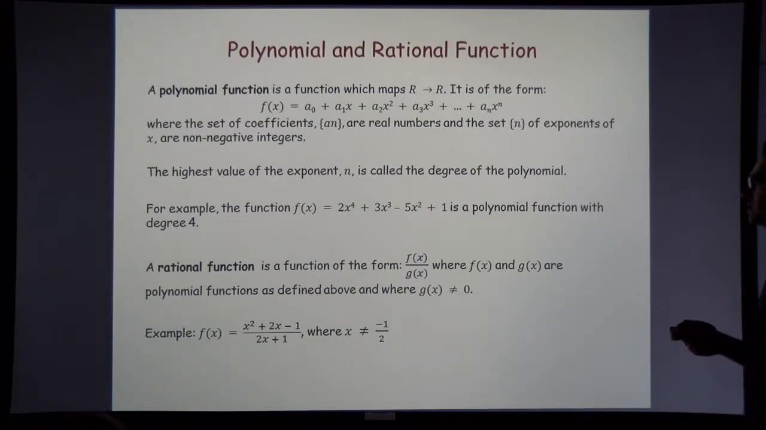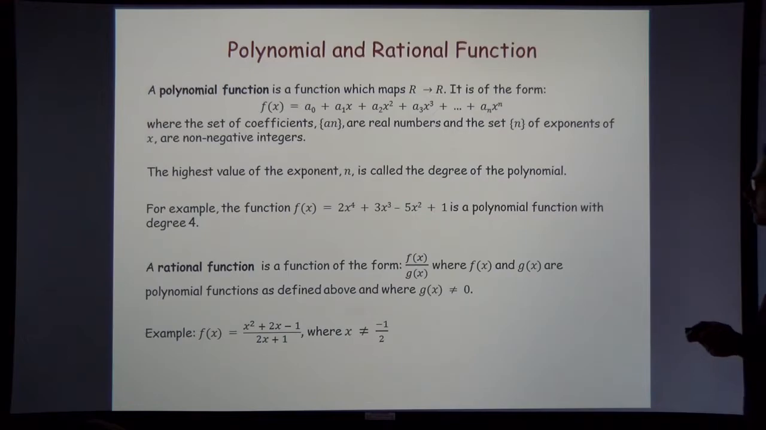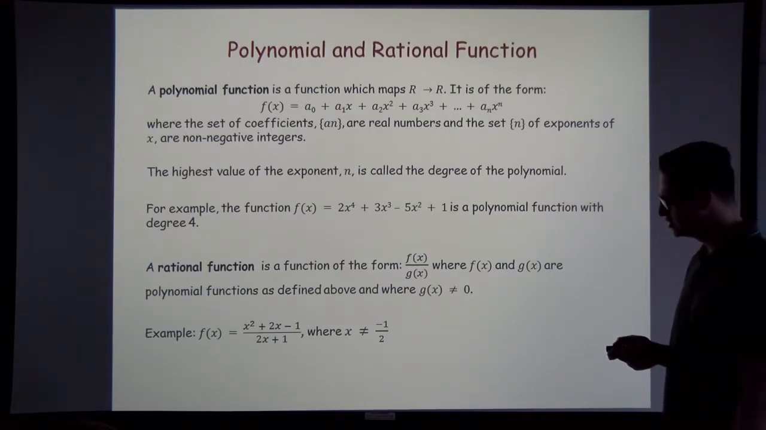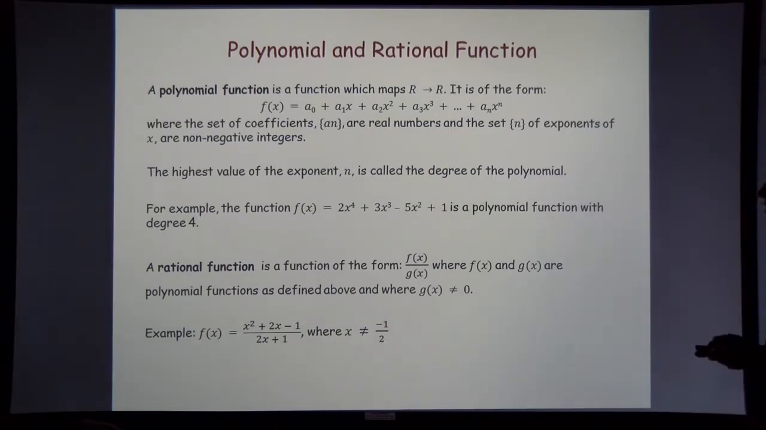A rational function is a function in the form of f of x over g of x, where f of x and g of x are polynomial functions as defined above, where g of x does not equal 0. So the example we have down low is x squared minus 2x minus 1 over 2x plus 1, where x does not equal 1 over 2.